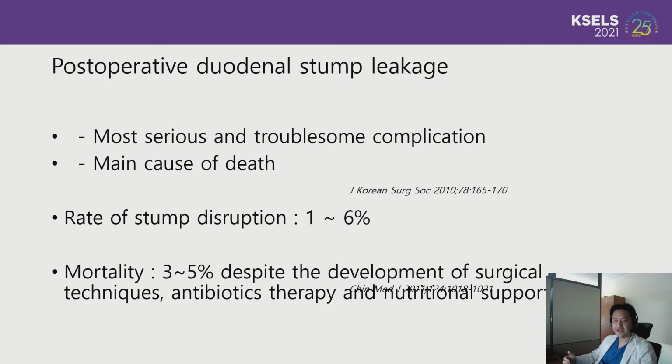Most of my experience was the treatment for the duodenal stump leakage. Post-duodenal stump leakage is the most serious and troublesome complication and the main cause of death. The rate of disruption is 1-6%. The mortality of stump leakage is 3-5% despite the development of surgical techniques.